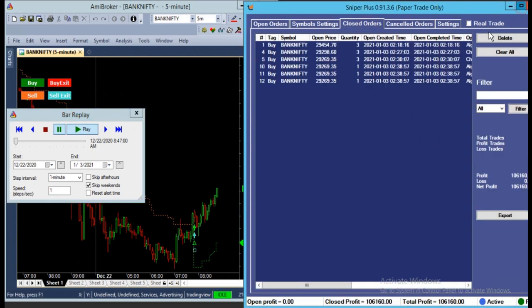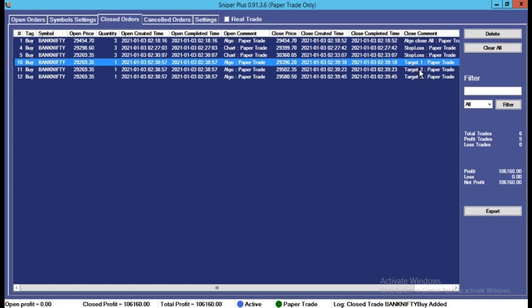Now come to closed orders. Here we can see target 1, target 2, target 3. The first lot we got exited at target 1, the second lot at target 2, and the third lot we got exited at target 3.